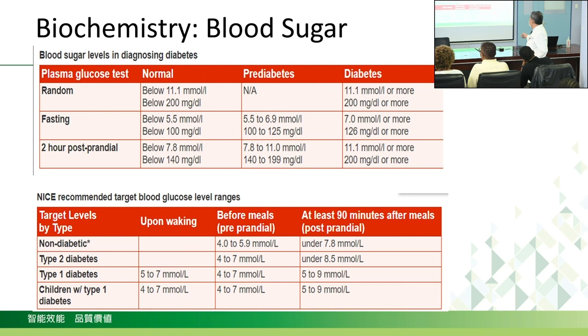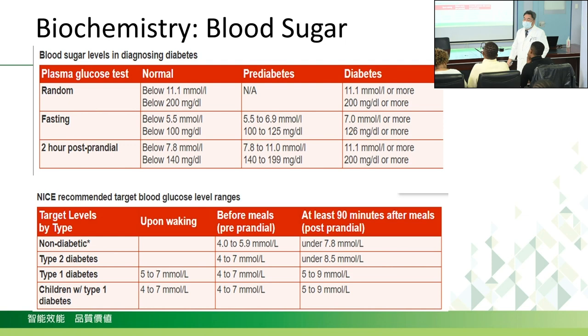Pre-diabetics. Random, we want to be sure if someone is pre-diabetic. But by fasting, this is the normal range: below 5.5 mmol per liter. Pre-diabetic is 5.5 to 6.9 mmol per liter. If more than 7 mmol per liter, it means diabetic.